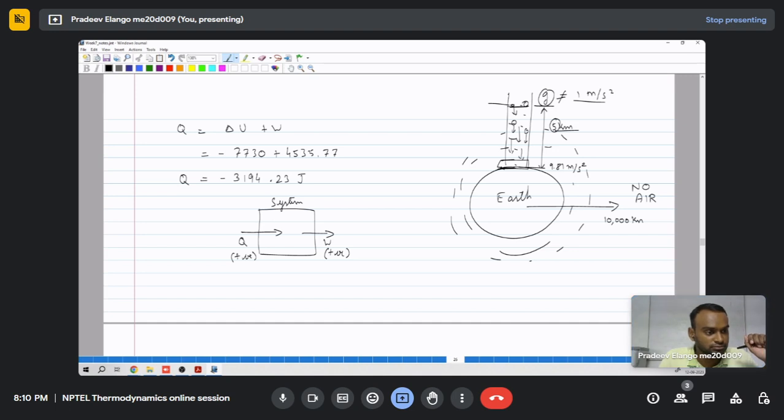So that is why we do not have infinite pressure, because after some point there is no air at all. Effectively we have only some finite amount of air column.